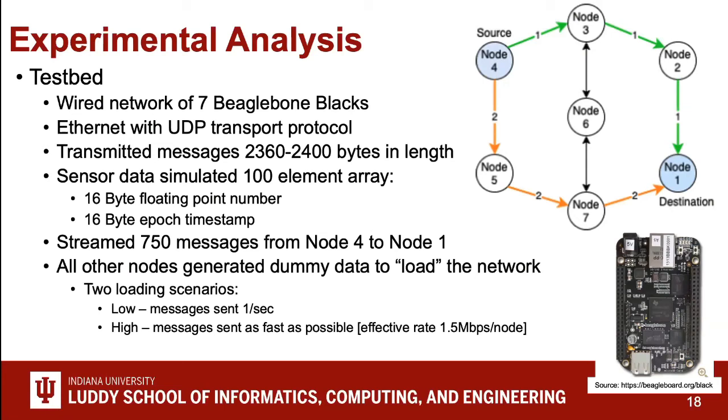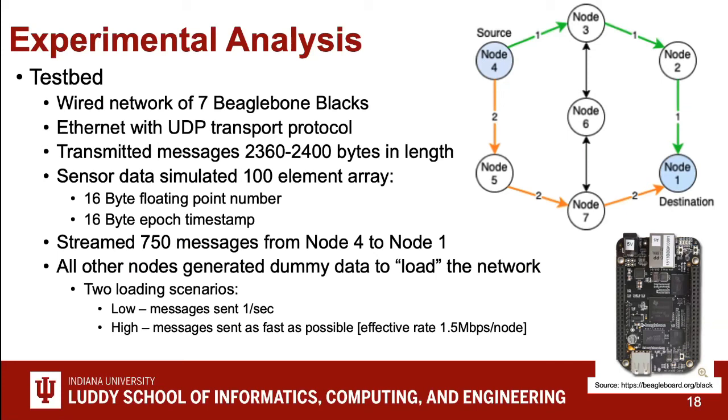We actually built up a wired network of 7 BeagleBone Blacks. A BeagleBone Black is just a small single board computer like a Raspberry Pi, but it runs a full version of Linux. Our lab didn't allow for a full wireless network, so we chose to do wired and then simulate the cost of wireless transmission.